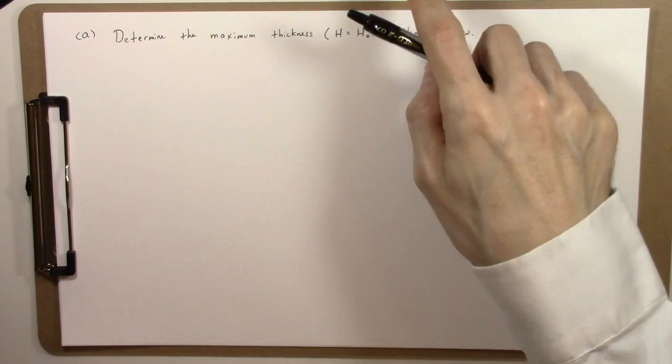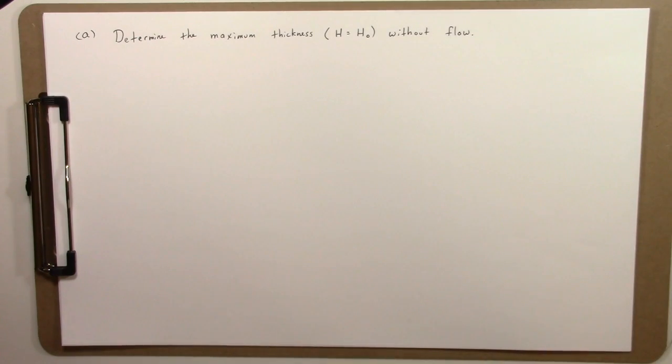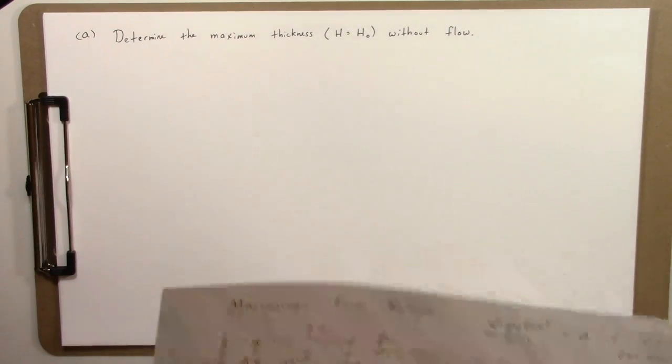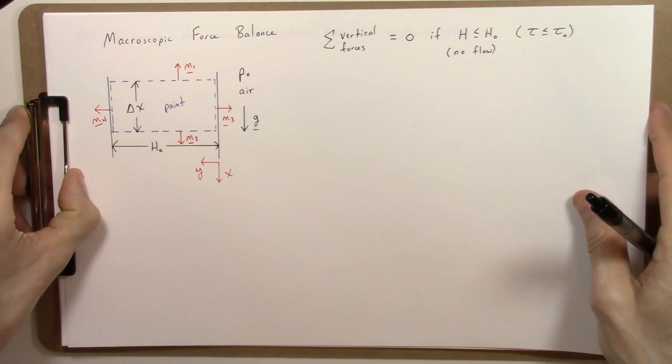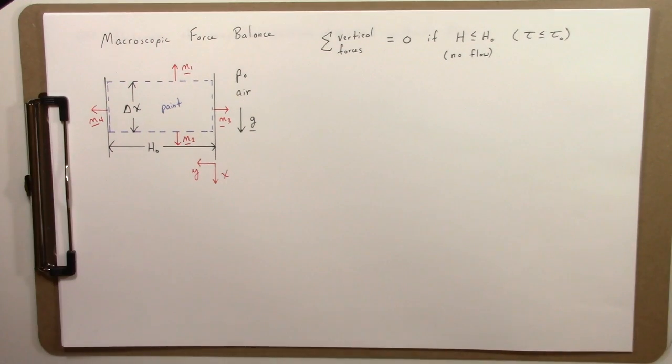So what's the maximum thickness of the film without flow? Now there are two ways of doing this. There's the differential way from the Cauchy momentum equation, and then there's the macroscopic way by doing a macroscopic force balance. So we'll do that approach first, just to illustrate how the stresses would be computed. This is a good review of basic information we've already talked about in the course.